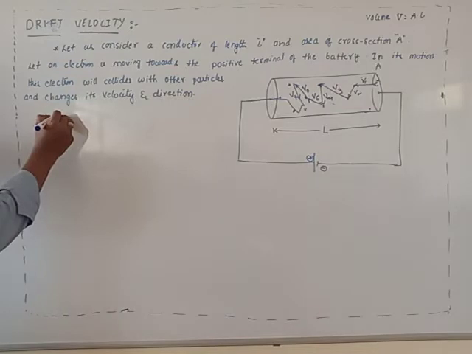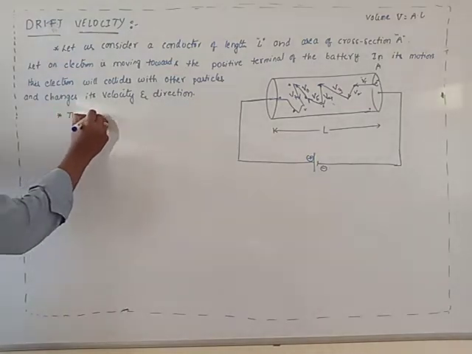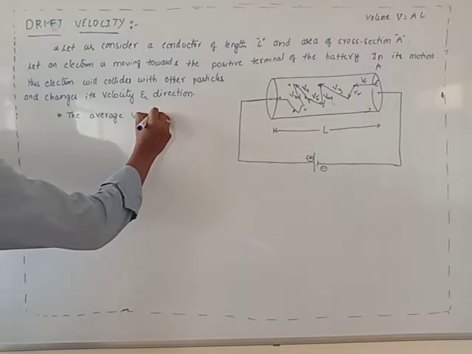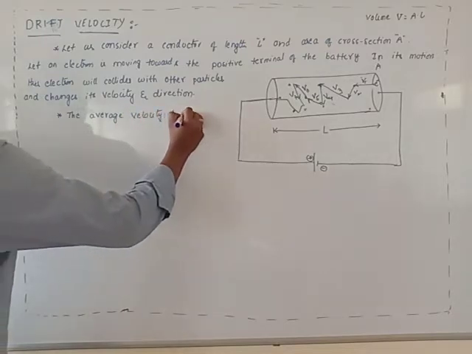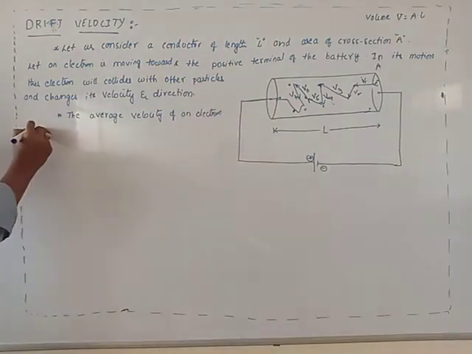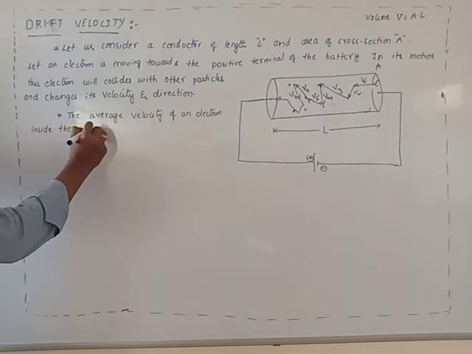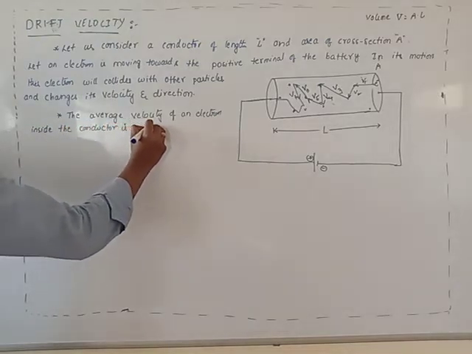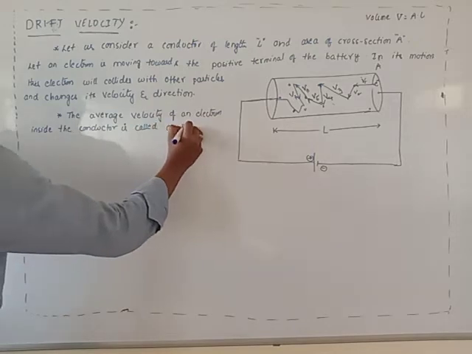Now I am going to write that point. The average velocity of an electron inside the conductor is called the drift velocity.